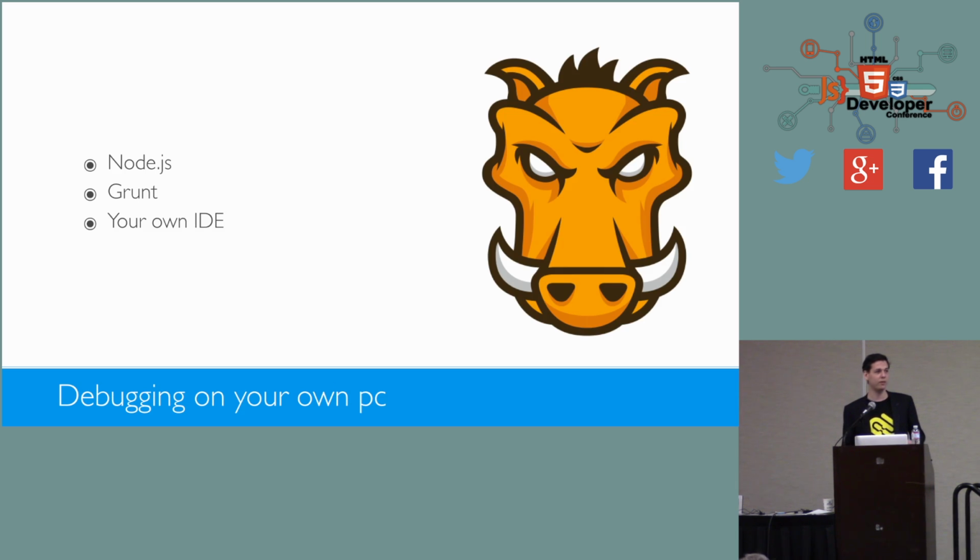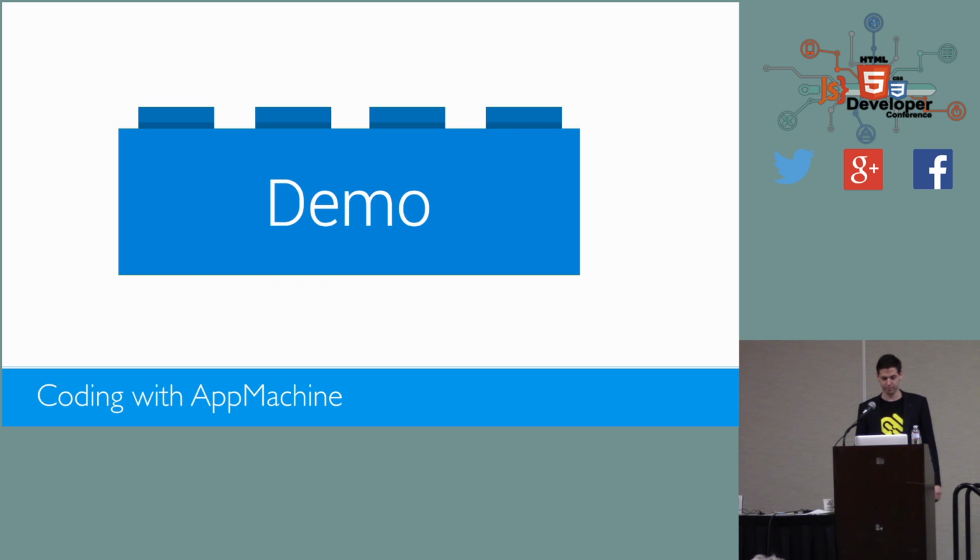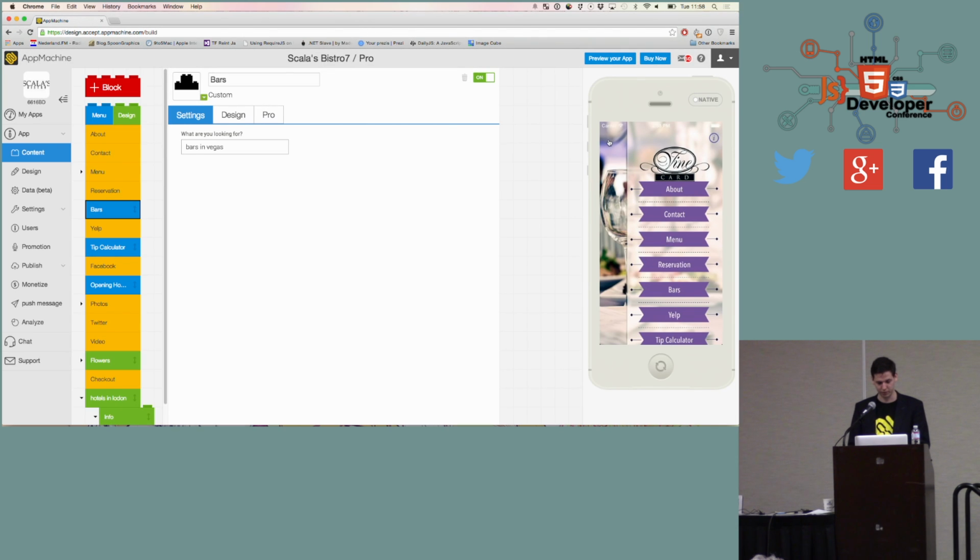Well, we're allowing you to develop on your local PC, on a local host. So we're using Node.js for that. So that's cross-platform. You can do it in just 5 simple steps. Download the Get Me Started, install the task manager, then install the required node packages that we have defined in the package.json, project.json, and then you can start debugging on your local machine. And when you're satisfied, you can upload it to our backend. So let's just give a quick demo.